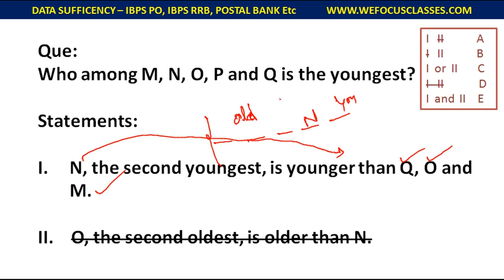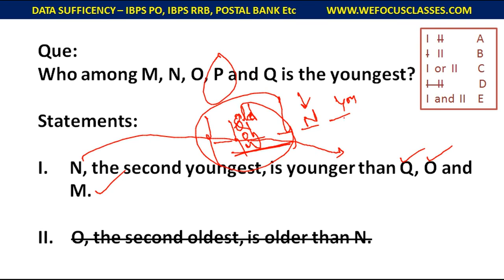So Q, O, M occupy these 3 positions, but we don't know the respective positions, though we can say that the Q, O, M group occupies these 3 positions. If the question was about the oldest, we couldn't say, but here it is asking about the youngest person, and we fixed the position of N and also the group of 3 positions, so 4 persons are filled. Only one is left. Who is that person? P. So he will be occupying this position. So P is the youngest. So by using the first statement, you got the answer. That is the unique answer. Only one person you got as the youngest. So the first statement is sufficient to answer the question. Then what about the second statement?